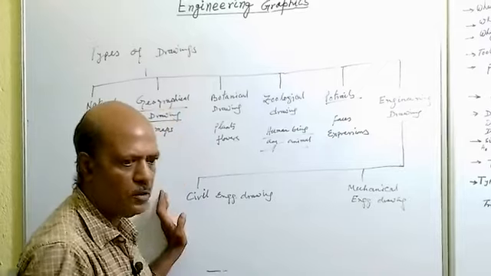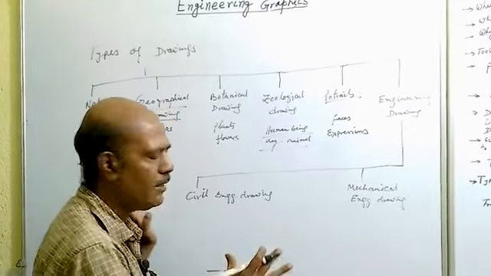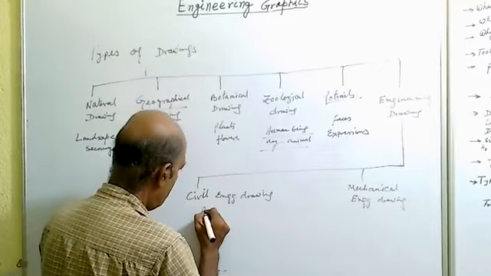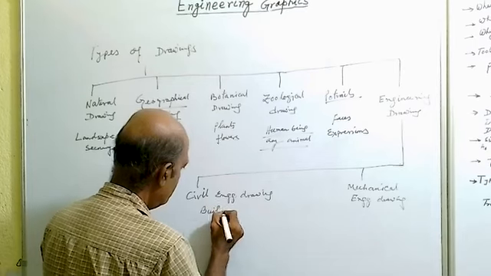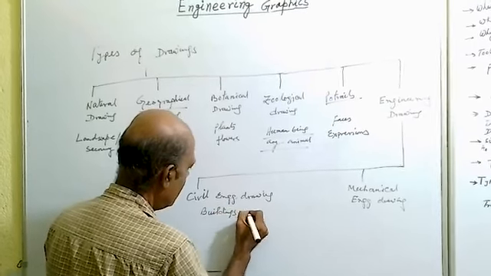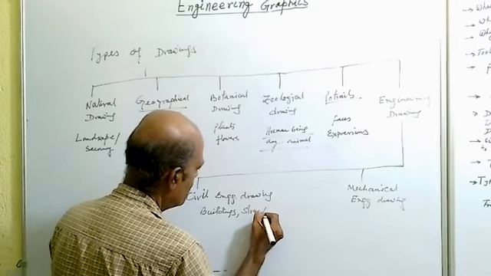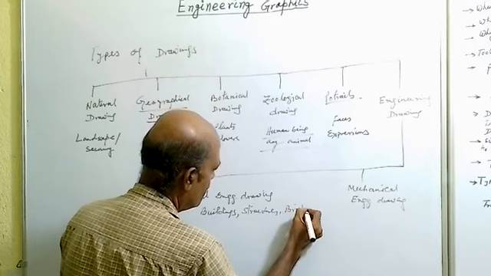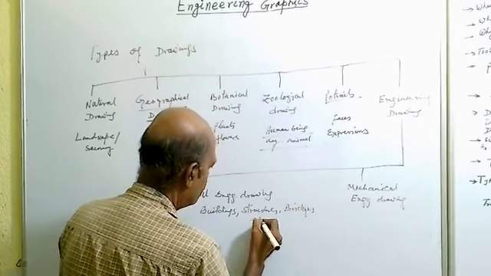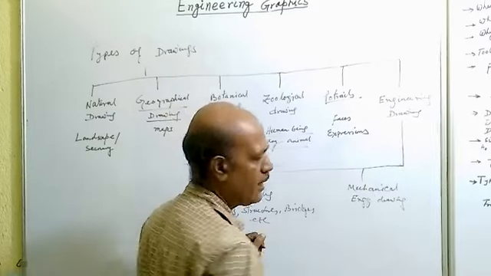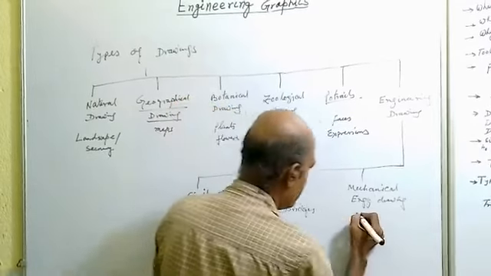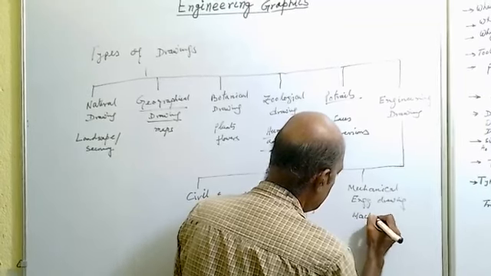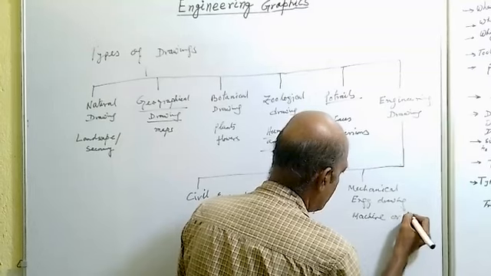Now, what is civil engineering? Civil engineers use this kind of drawing, that's why it is called civil engineering drawing, and it is mostly related to buildings, structures, bridges, etc. And the mechanical engineering drawing is mostly related to machines or their parts, machine or its components.